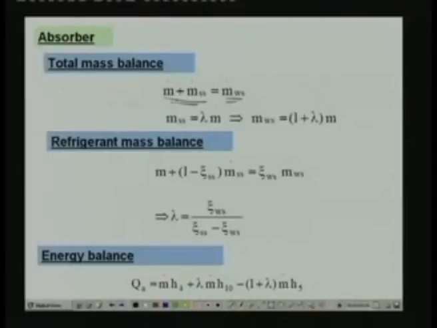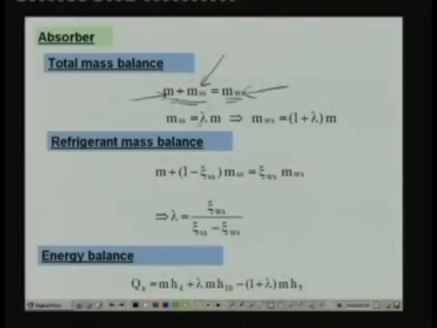What is the mass entering into the absorber? This is the pure refrigerant mass flow rate, and this is the strong solution flow rate from the generator. Okay, this is what is entering into the absorber. What is leaving the absorber is a weak solution. Okay, so the total mass flow rate is conserved.